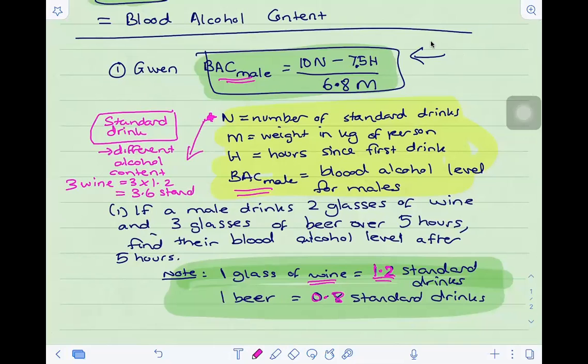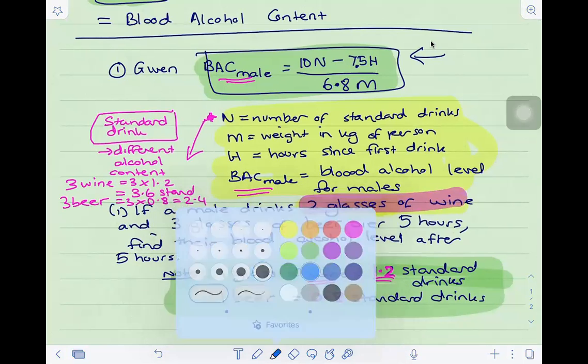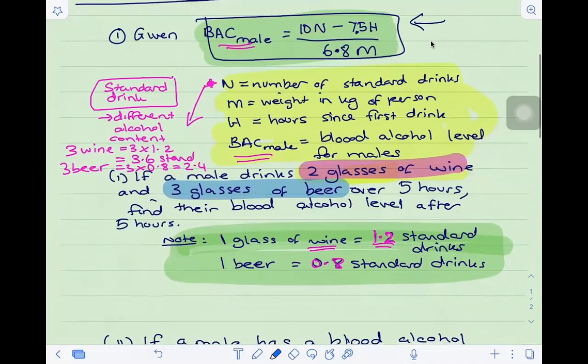Okay. And for the beer, how much beer was there? 3 glasses of beer. So that would be 3 times 0.8, which is 2.4. This question is a little bit different, and we have 2 glasses of wine, so they're a different colour, and you have 3 glasses of beer. Okay, so let's have a look at it. The M stands for the weight, that M in the formula. And the H is how long you have been drinking.